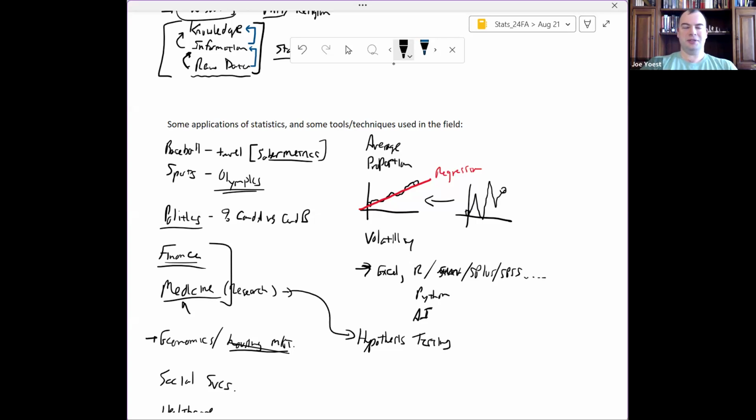So I have hypothesis A versus hypothesis B. I collect some data, and I want to decide which one to go with moving forward. Which one seems to be the one that I'm going to choose to work under from this point forward? So that's kind of what hypothesis testing does. Again, we'll cover that near the end of the course.